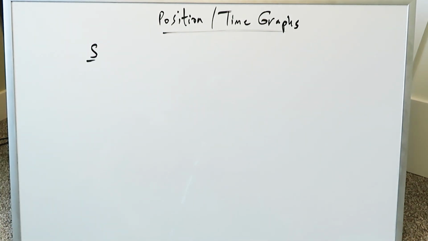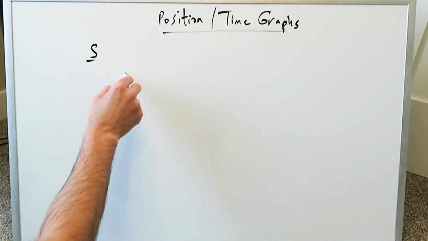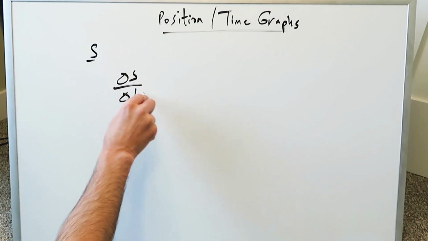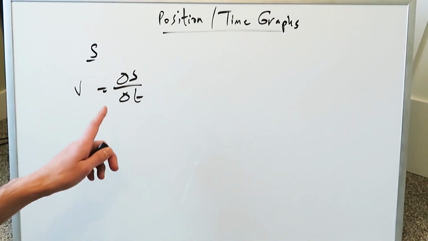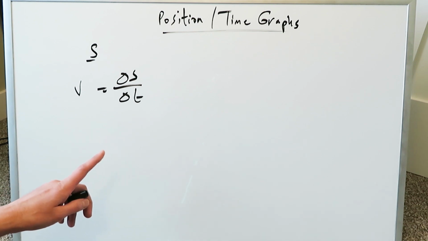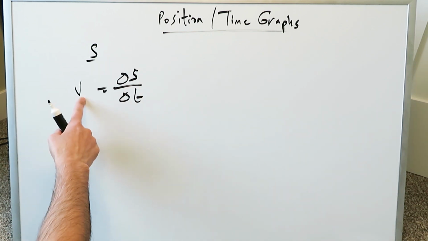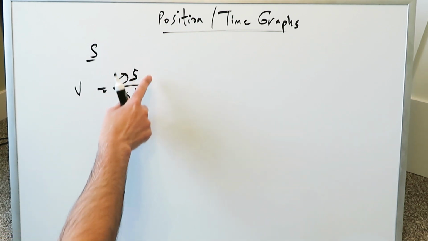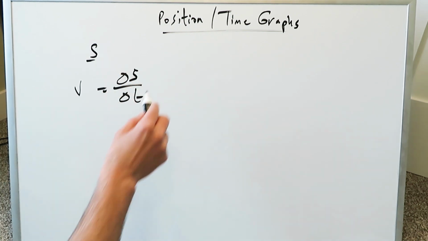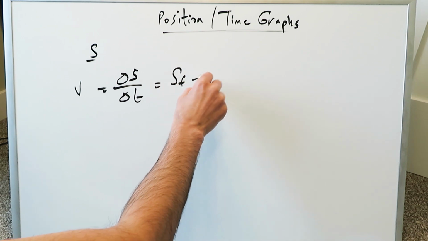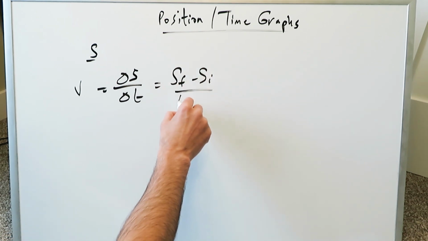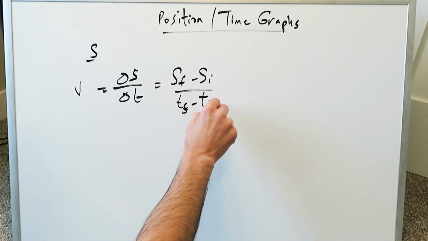When you're talking about position and time graphs, when you do the change in position divided by change in time, you get your velocity. So when you're looking at these graphs, the slope will give you your velocity. Just like how you do distance divided by time to get the speed or the rate, velocity is equal to change in position divided by change in time. You can think of it as this: final position minus initial position divided by final time minus initial time.